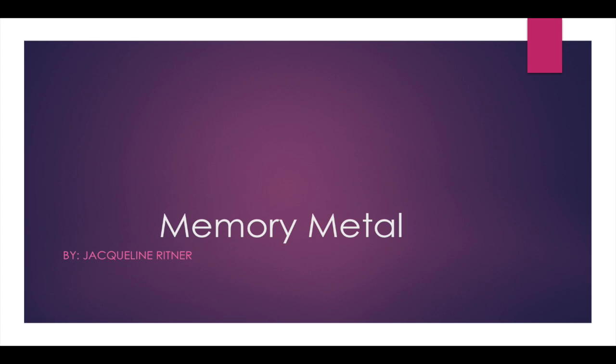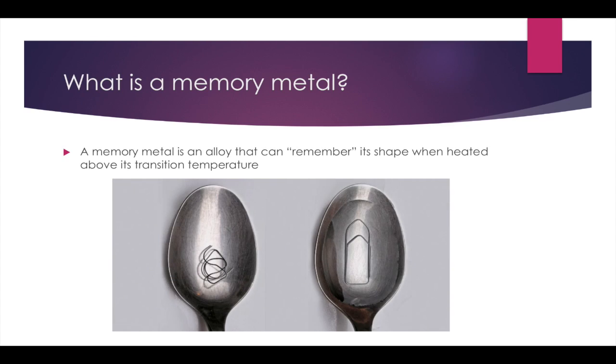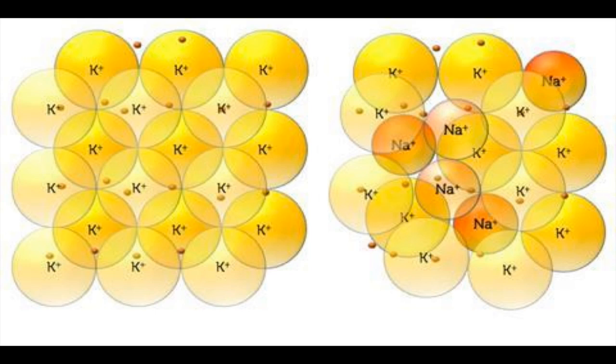Memory metals. We've all heard of them, but do we actually know what they are? So what is a memory metal? A memory metal is an alloy that can remember its shape when heated above its transition temperature. They use the term remember because the metal is able to return to its original form.